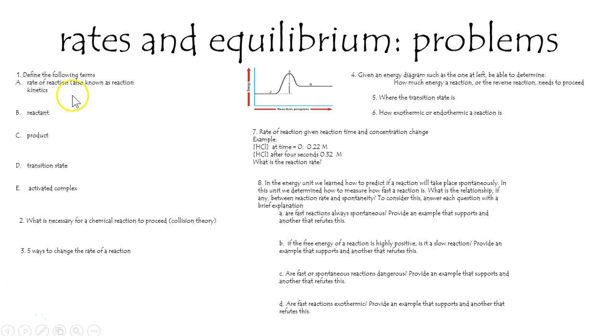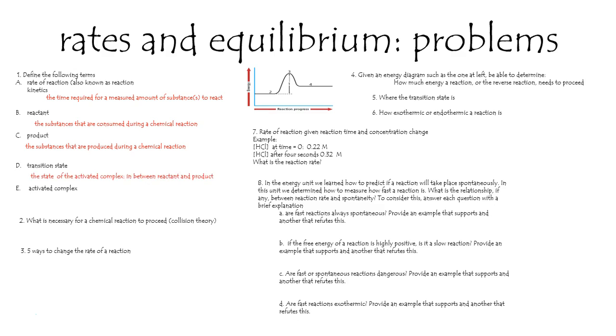Let's begin by defining some terms. The rate of a reaction, also known as reaction kinetics, is really the speed, right? It's the time that's required for a measured amount of a substance to react. The reactants are the substances that are consumed. The products are the substances that are formed. The transition state is that transient state that's in between reactant and product. The activated complex is essentially the same thing.